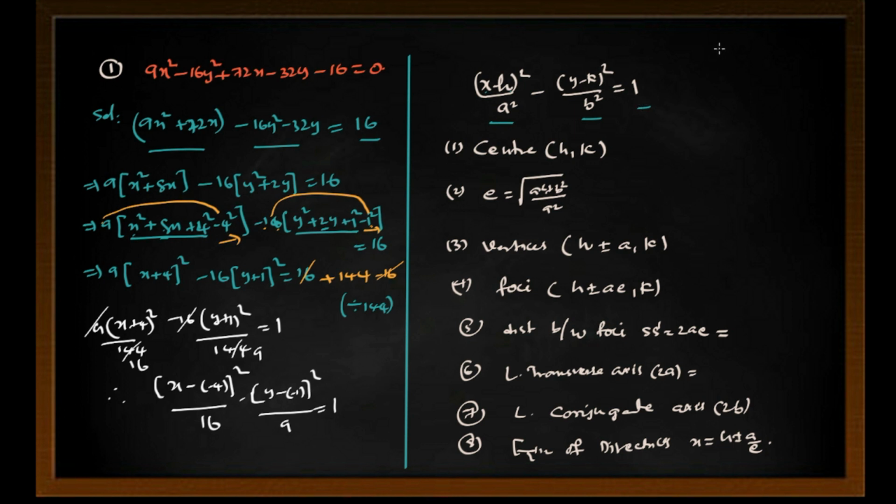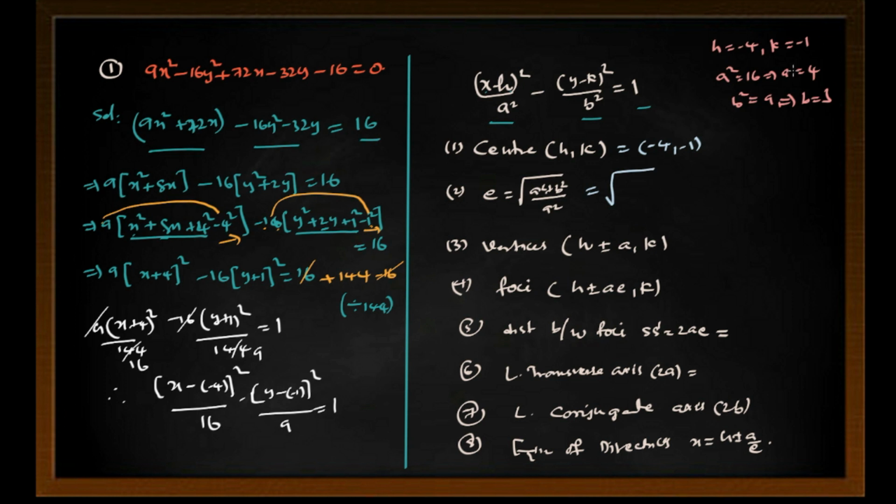So here the value of h is minus 4, the value of k is minus 1, a square is 16, then a equals to 4, b square is 9, then b equals to 3. Yes, one by one we have to write the formulas. Center is h comma k, that is minus 4 comma minus 1.